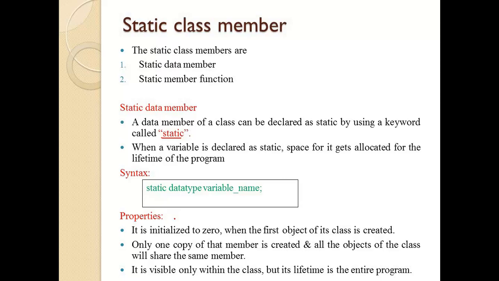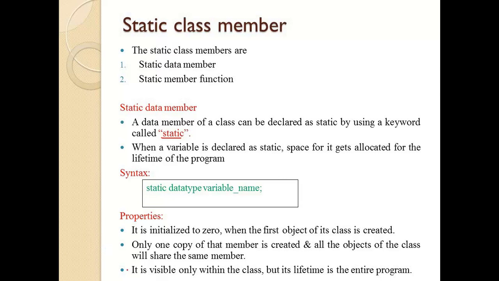Then what are the properties of a static data member? It is initialized to 0 when the first object of its class is created. By default, the value of the variable is initialized to 0. And only one copy of that member will be created. A particular class can have more than one object, as we have seen, so any number of objects can be created. All the objects share the same data member. Only one memory location is allocated for that variable, and all the objects can access it.